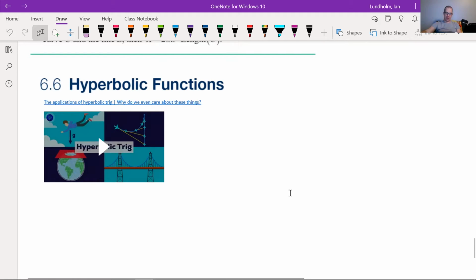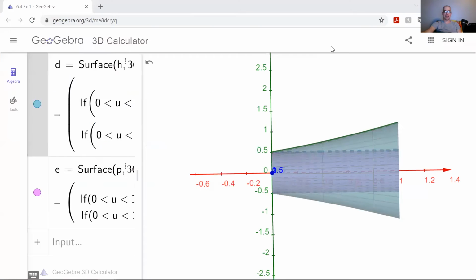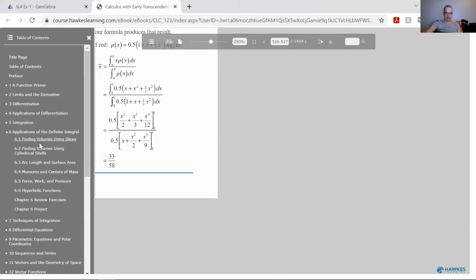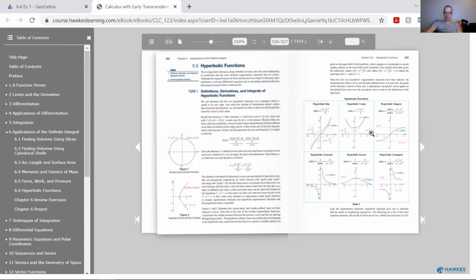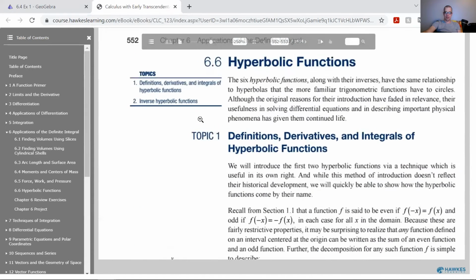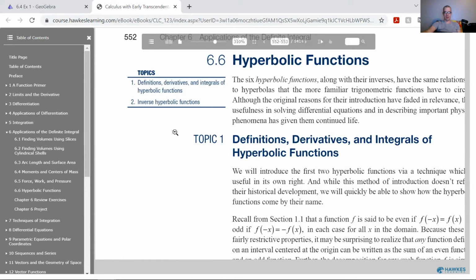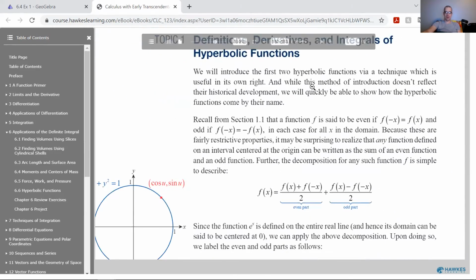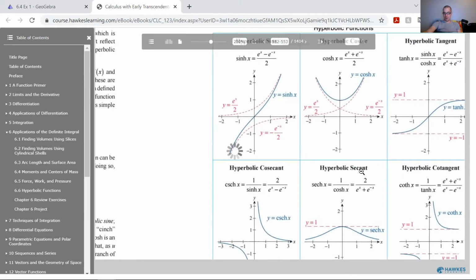For the other fun thing here, I have a video linked for hyperbolic functions, because section 6.6 in our book is about hyperbolic trig functions. And our book takes a more clinical approach to the hyperbolic trig functions. It gets right down to business in terms of focusing in on what are the definitions, derivatives, and integrals of hyperbolic trig functions, and then what are the inverse hyperbolic trig functions.